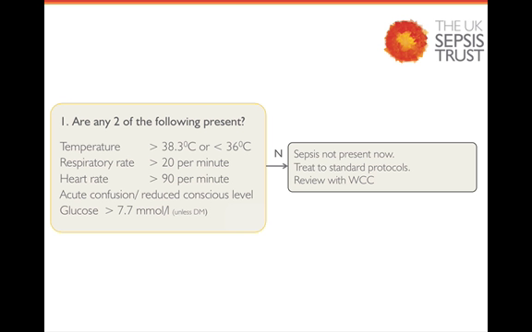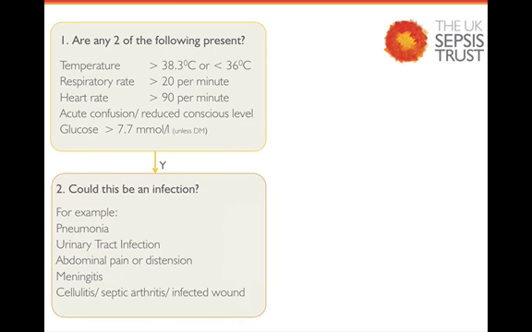So moving on to the second step of the process. We've assessed our patient, we've looked at the opportunities when we can assess them, and we've found our patient to have 2 of the SIRS criteria. And moving on, the next question we should ask ourselves is, could this be due to an infection?